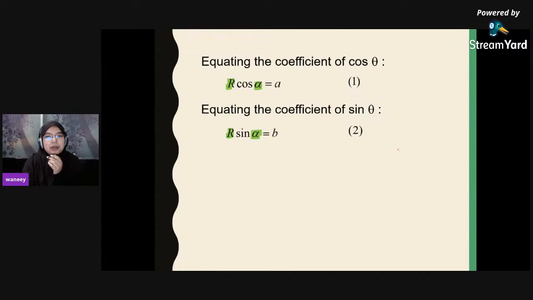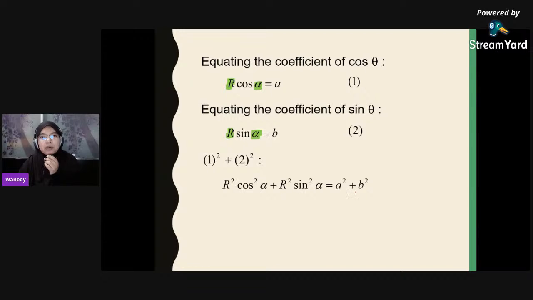All right, so we are going to square both of them, and then we're going to add them together. Because if we square them, we are going to end up with r square cos square alpha plus r square sine square alpha, and this is equal to a square plus b square. Basically, this is r square, this is also r square, so that means you can easily factorize the r square outside. So factorizing r square, we are going to end up with cos square alpha plus sine square alpha multiplied with r square equal to a square plus b square.